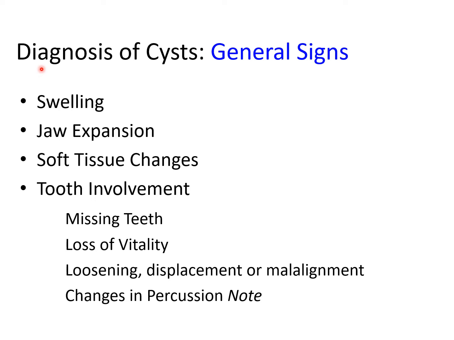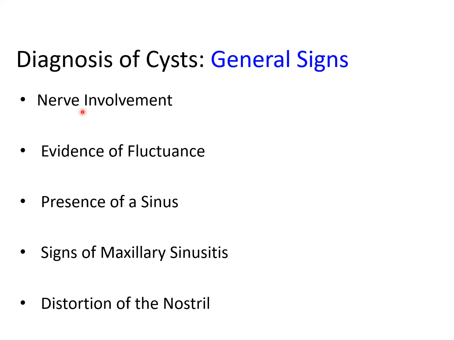During clinical assessment, the following signs may be associated with cystic lesions of the jaw: swelling, jaw expansion, particularly with infected cysts; soft tissue changes such as development of a sinus tract or a parulis. Tooth involvement may manifest as missing teeth, impacted teeth, as discussed in the previous slide; loss of vitality, particularly with radicular cysts; loosening, displacement, or malalignment of teeth; and changes in percussion note. In addition, cystic lesions of the jaws may present with nerve involvement. For example, a large radicular or dentigerous cyst in the mandible molar area may present with paresthesia or anesthesia of the inferior alveolar nerve.